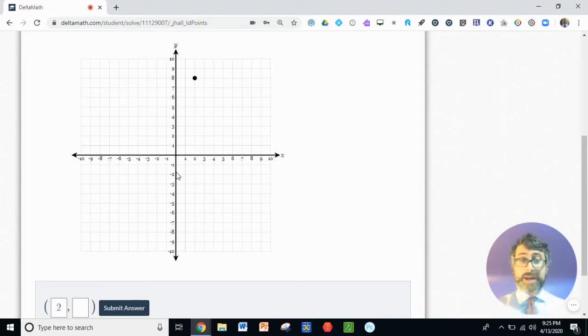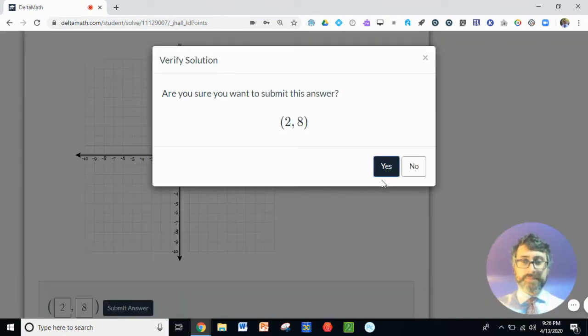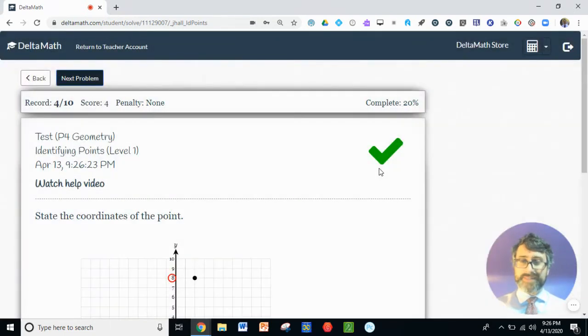Awesome. Now I need to figure out my y-coordinate. Well, we'll figure that out by looking at the y-axis, up and down. Again, from the origin, I could think about how far up or down that point is. It is 8 spaces up from the origin, so I can record my y-coordinate as 8. We went 2 to the right and 8 up, and that landed us at our point, so we submit our answer. Good.